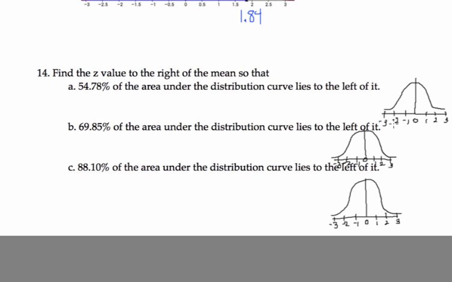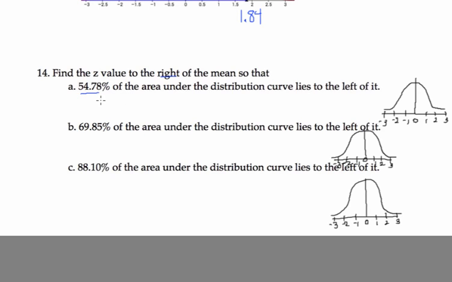Find the z value, the z-score, to the right of the mean so that 54.78% of the area under the distribution curve lies to the left of it. Okay, first let's look at the words left and right in here. First, right of the mean. All that's telling us is that all of our z-scores are going to be on this side, positive z-scores. They're to the right of the mean. They're above the mean. We want 54.78% of the area under the curve to be to the left of this z-score we're going to find.